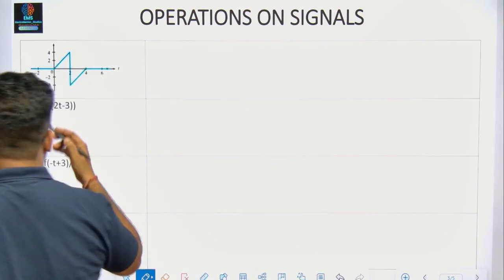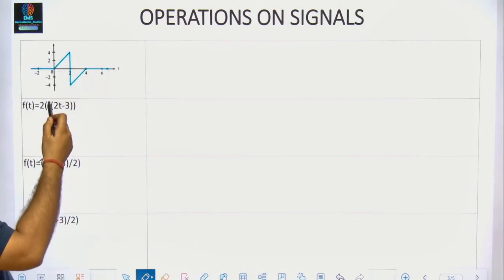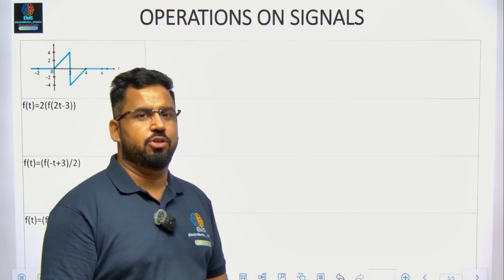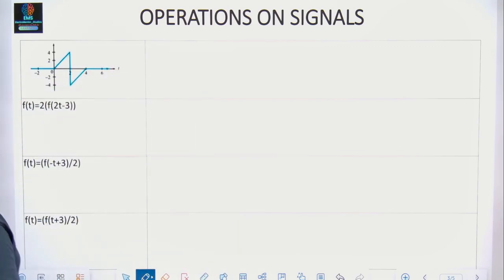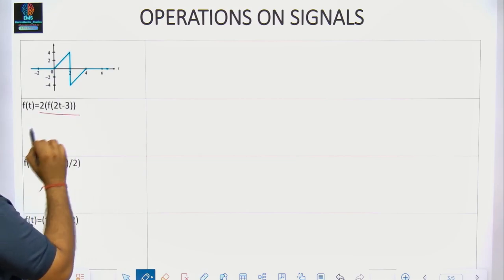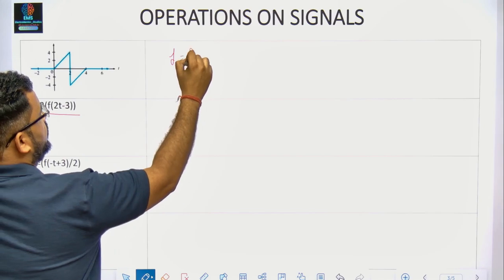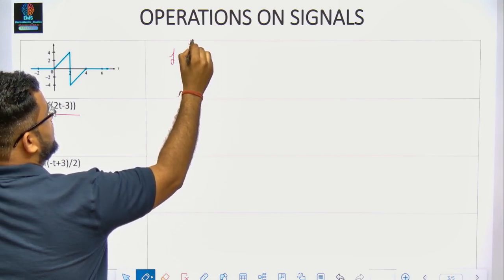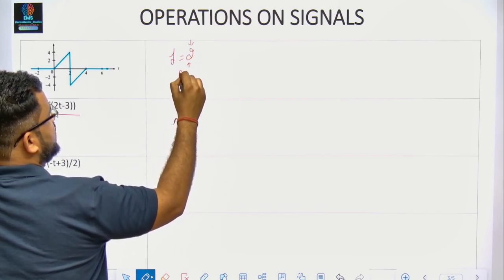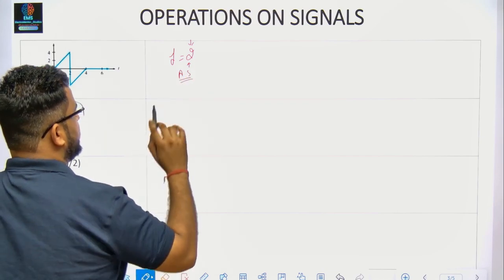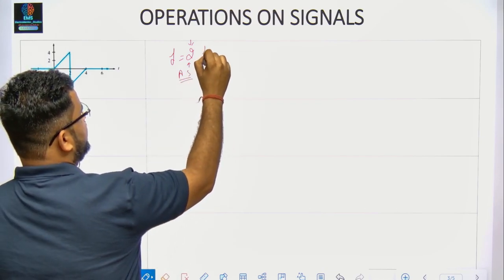So let us say this is the given signal. This is one of the signals which has been given for synthesis in your exam. Okay. So I'm using it on operations. They have asked us to plot f of 2. Now remember this thing. This is amplitude scaling. This is not on time.